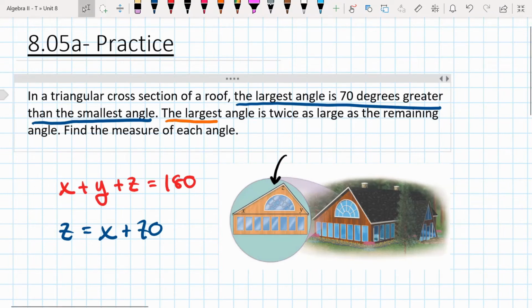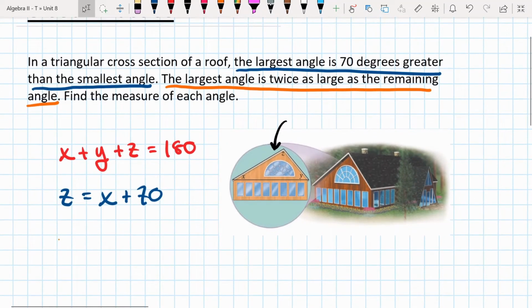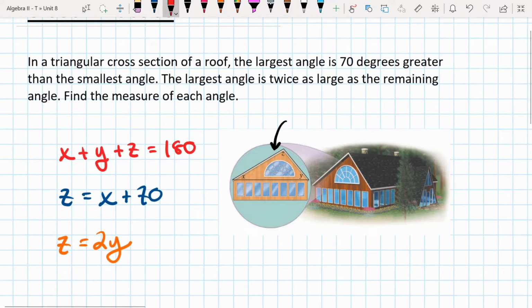And then the largest angle z is twice as large as the remaining angle. We're going to call that y. So the largest angle z is equal to 2 times the y value. Okay, so now we have a system of equations here, which we're going to use to solve for x, y, and z, and that will give us the angle measurements of this triangle. So we have 3 equations.